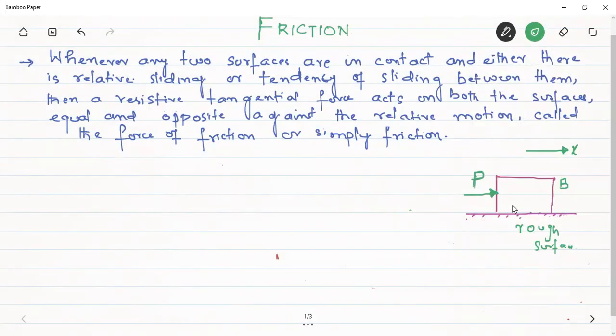There is a block B shown in the figure which is resting on a rough surface. Now let us apply a force P here in the positive x direction. If we see the implications of this force on the block, there are two implications. First is that the block will start sliding, obviously in the positive x direction, that is in the direction of the applied force. The second implication is that this force P isn't strong enough to move the block in the positive x direction, therefore it will remain at rest. But still it will have a tendency of sliding in the positive direction.